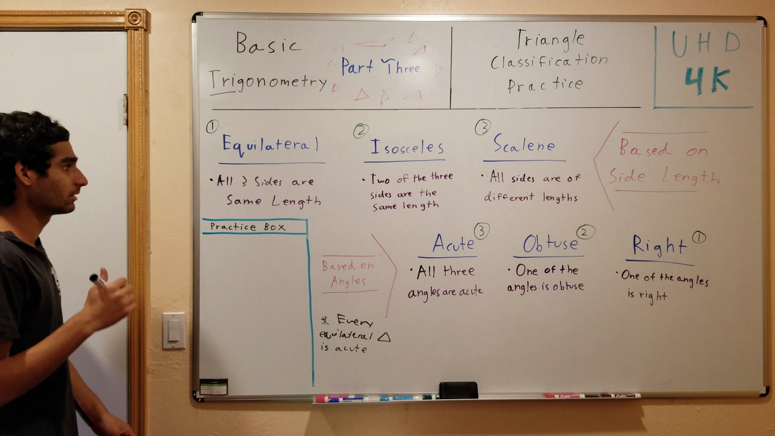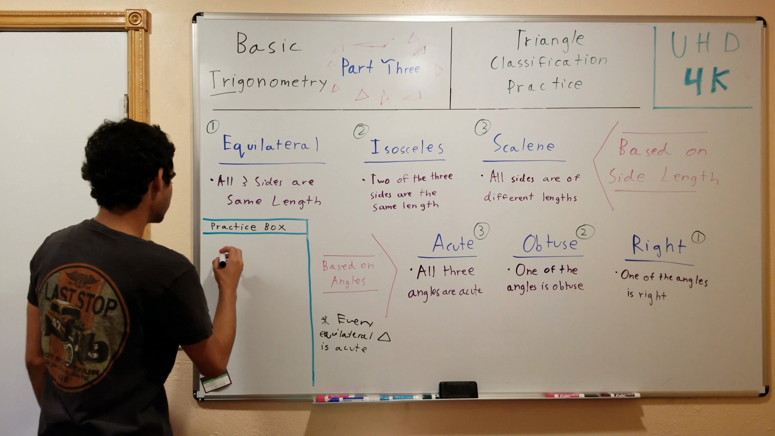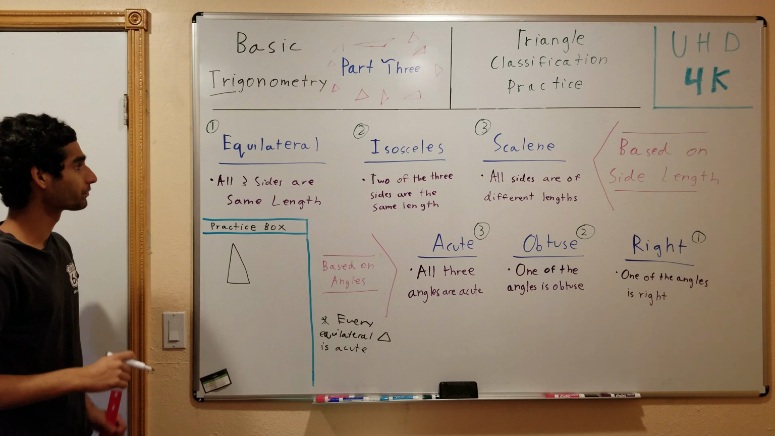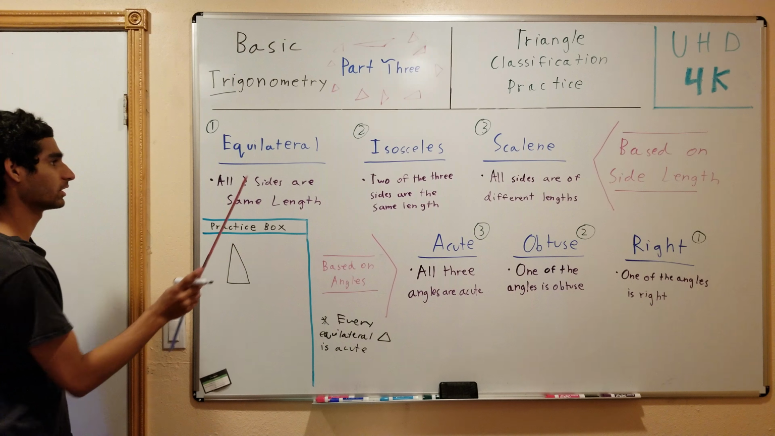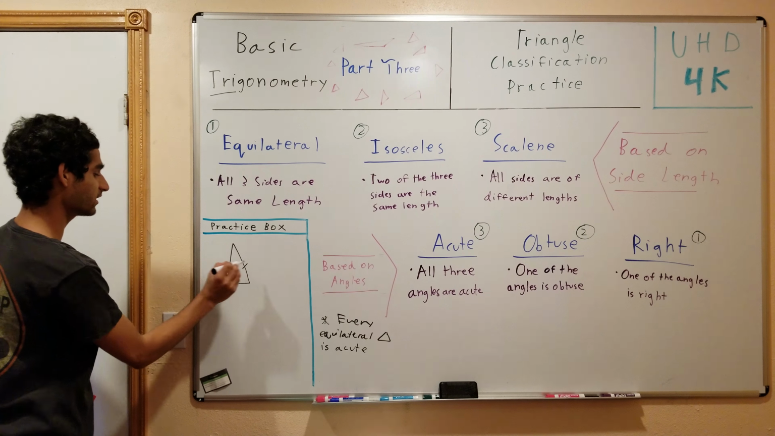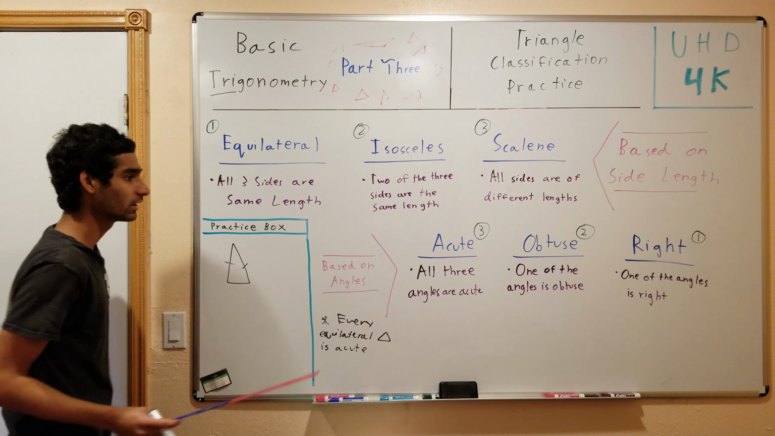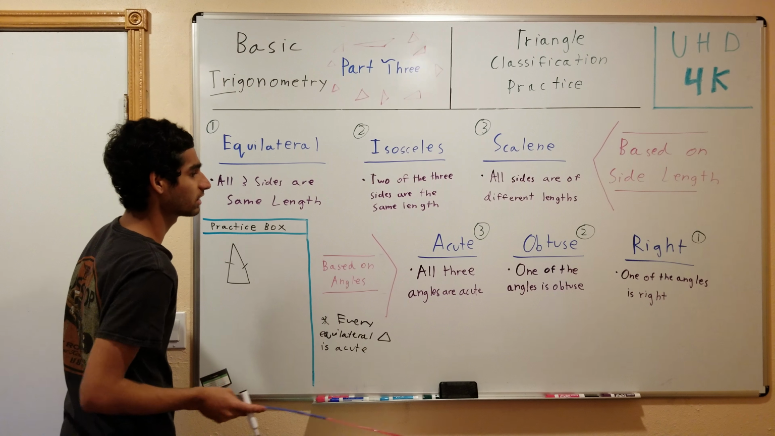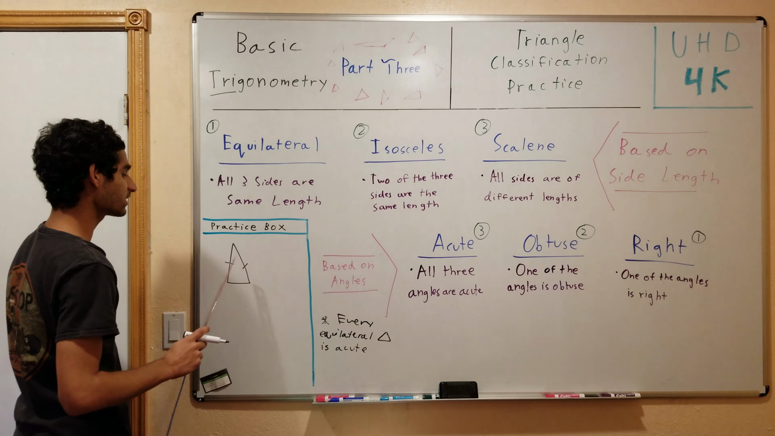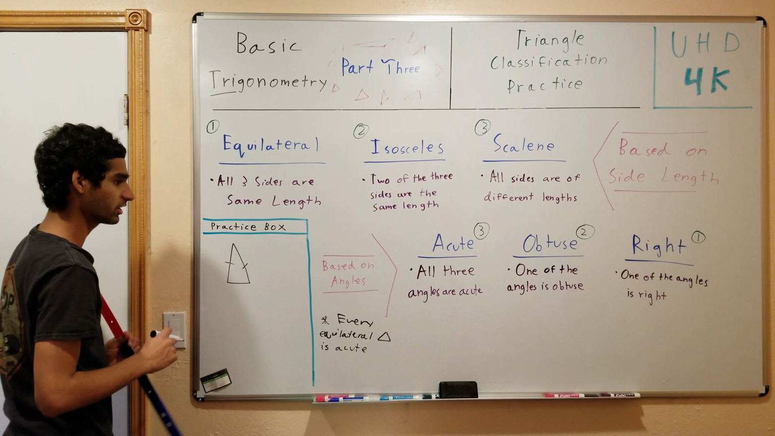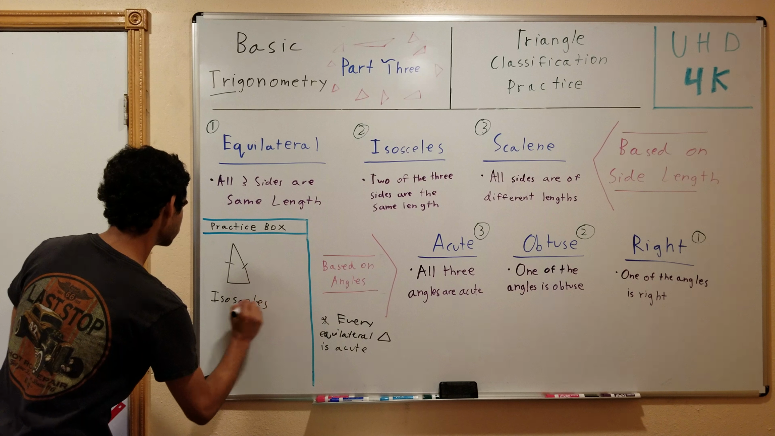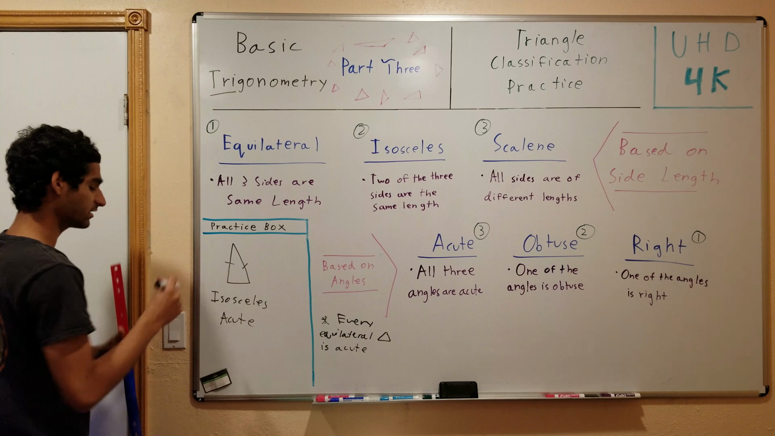Some more practice. I'm going to give you something like this. Is this an equilateral triangle? Nope, because sides are of different lengths. Is this an isosceles triangle? These two sides are the same length, therefore it is isosceles. Now onto based on angles. Is this a right triangle? No, because there's no right angle. Is this an obtuse triangle? No, because there's no obtuse angle. Therefore it has to be an acute triangle. So this is an acute isosceles.